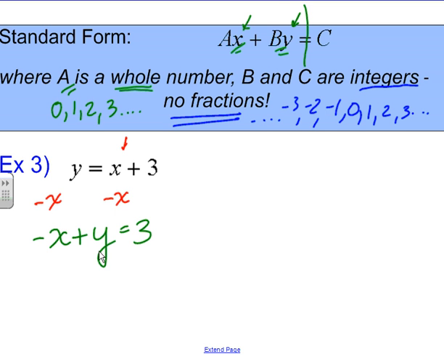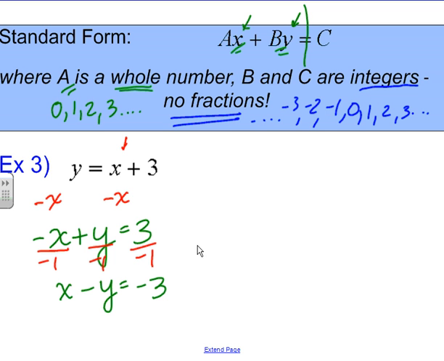Now you would think we could stop, but we have a small problem. Our problem is we cannot have a -x, remember, because a is a whole number, and -1 is not a whole number. So how do we get rid of -1? We have two choices. Either we multiply by -1 through every single term, or we divide. I like dividing because it looks cleaner. Doesn't matter which one you choose. And then you rewrite it. And all that does is change the signs of everything.